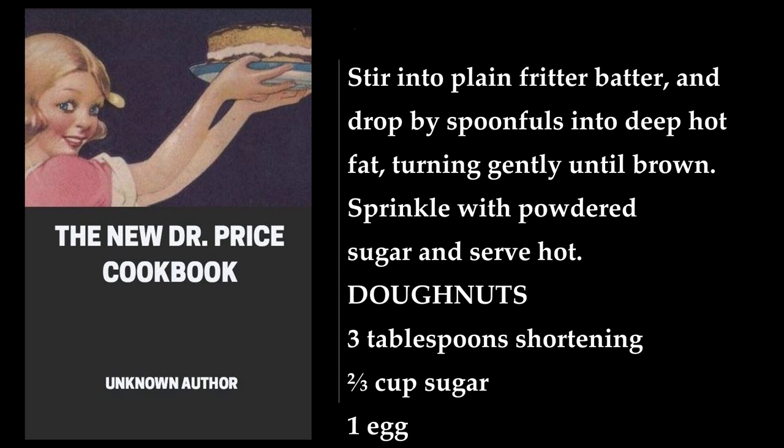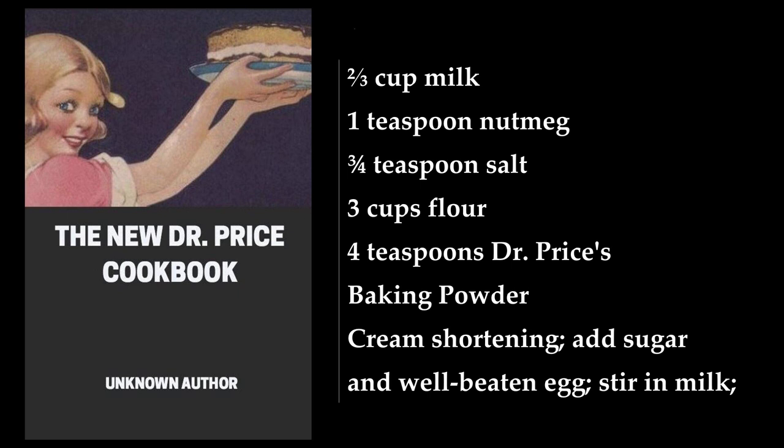Donuts. 3 tablespoons shortening. 2/3 cup sugar. 1 egg. 2/3 cup milk. 1 teaspoon nutmeg. 3/4 teaspoon salt. 3 cups flour. 4 teaspoons dry Price's baking powder.